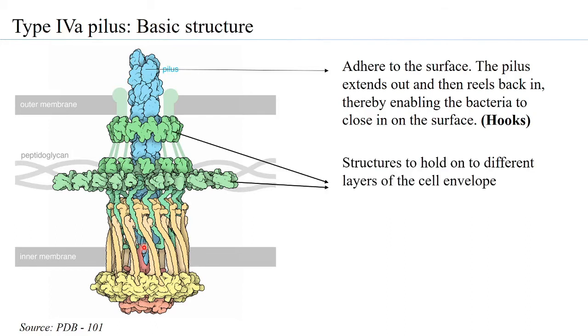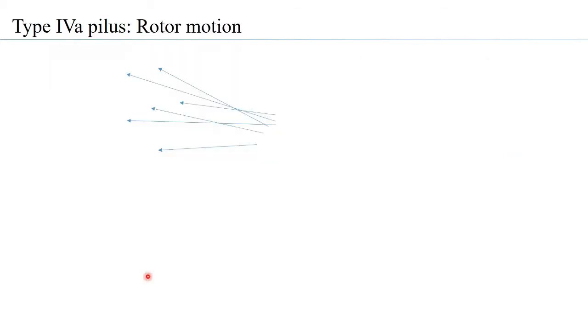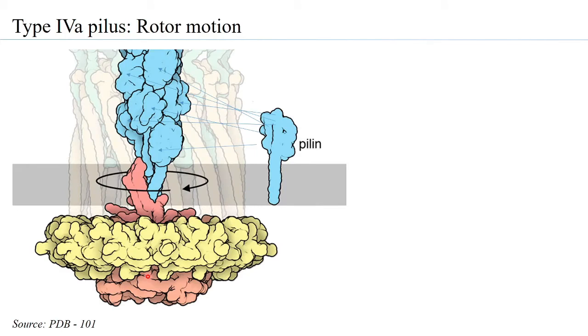This means that along with the structures that help the pilus hold on to the membrane of the bacterium, there is a powerful molecular motor that is able to drag an entire cell, which means we can comprehend how powerful the motor of the pilus is. Now, if you try to understand what the entire pilus is made up of, the entire pilus is made up of individual proteins which are called pilin.